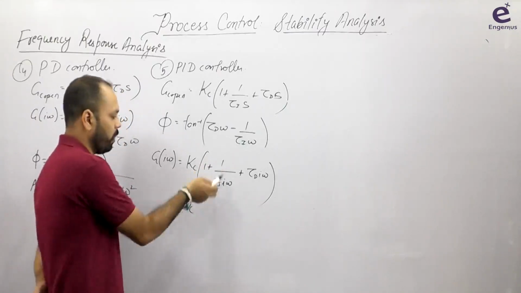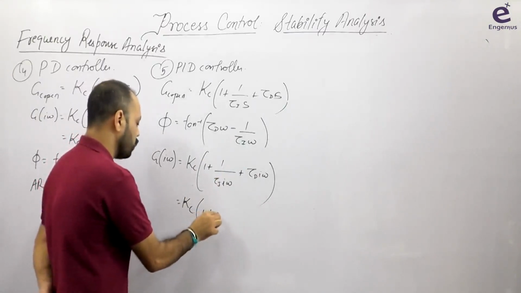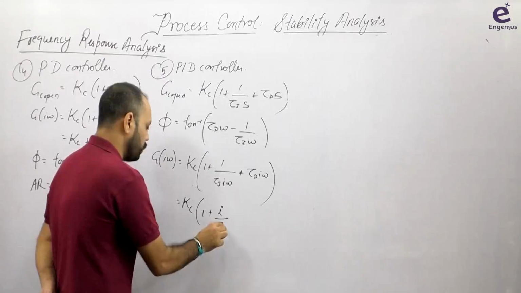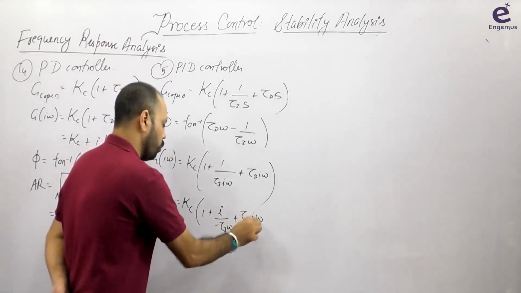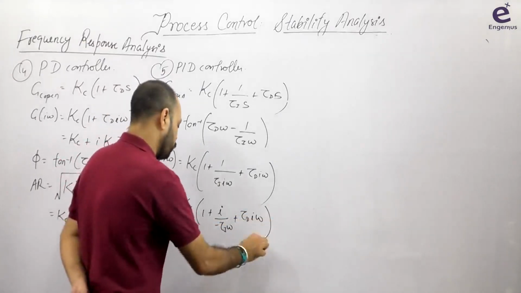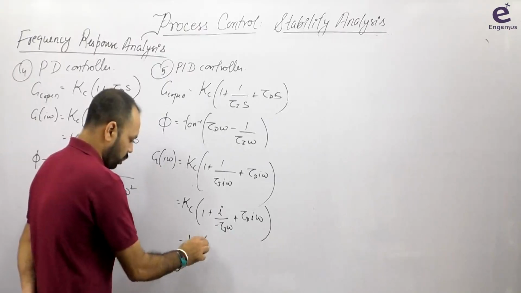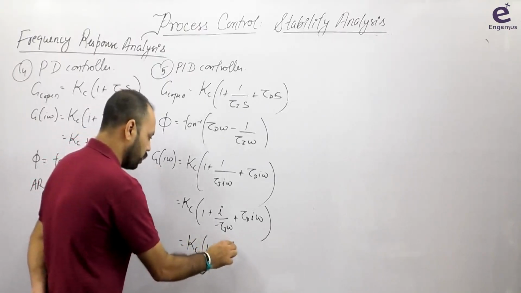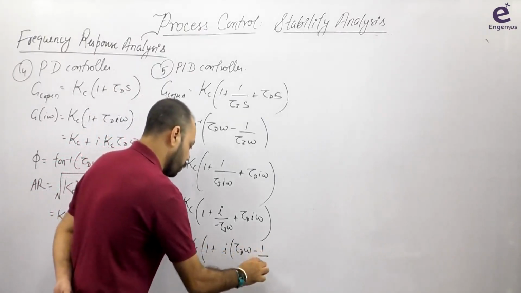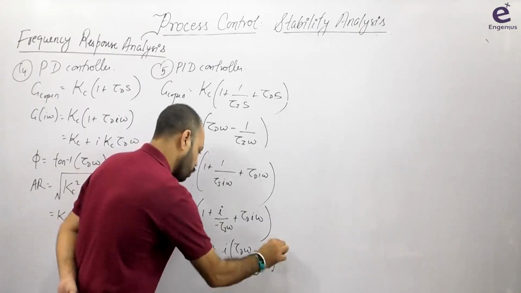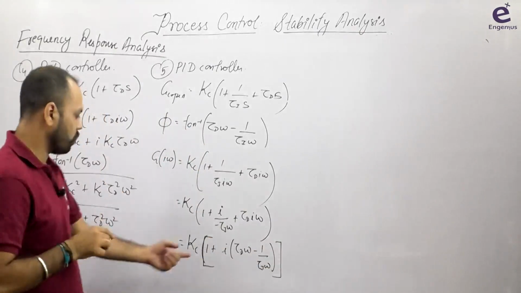It won't make any difference, right? Multiply and divide this by iota. It is okay. So this becomes 1 plus iota by minus tau I omega plus tau d iota omega. Let's convert this into the standard form, real and imaginary part. Sorry, Kc into 1 plus iota into tau d omega minus 1 by tau I omega. Simple, right?